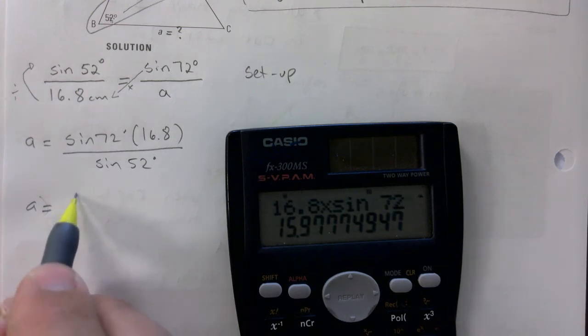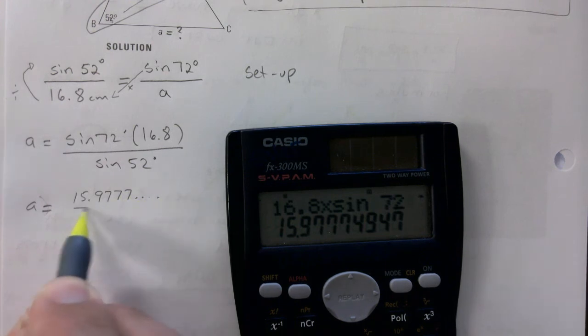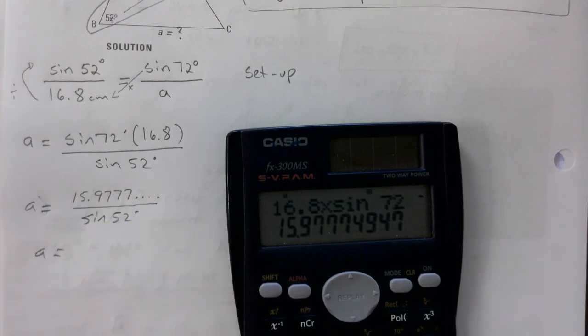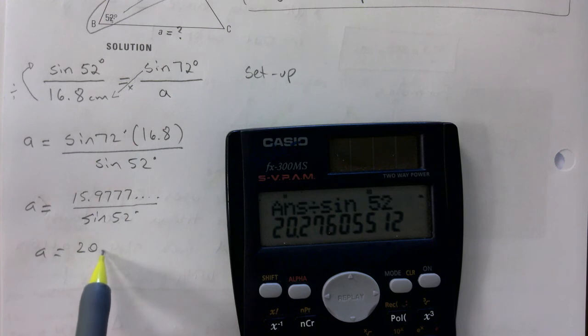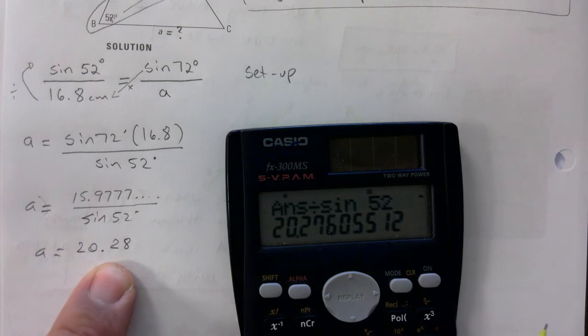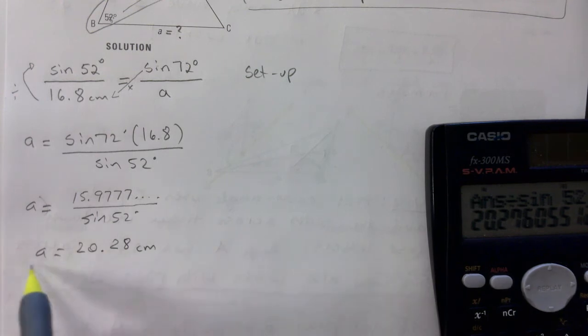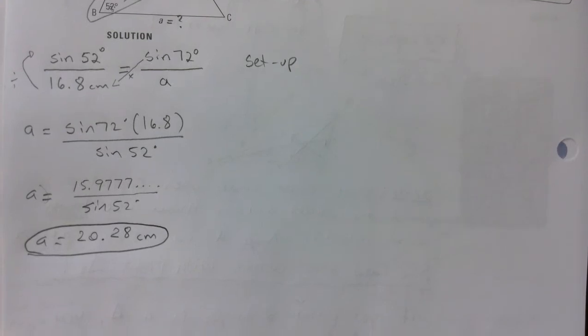So for now, just because this is our first example, I want you to use all the decimals, and then I'm going to divide this by sine of 52. So now I'm going to divide by sine of 52 degrees, and that side length is 20.28. And what are my side lengths in? They're in centimeters. So we put down centimeters and we circle that. That is our final answer. We've successfully solved for A.